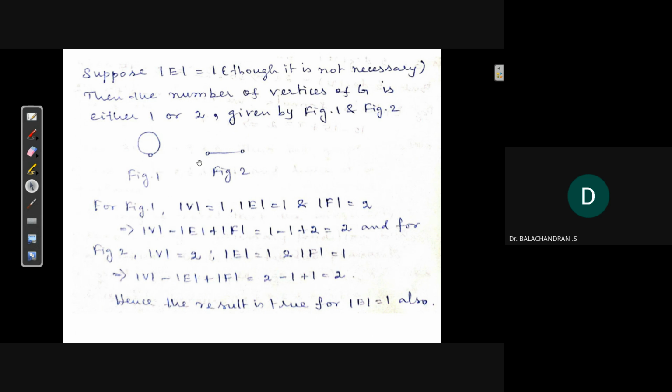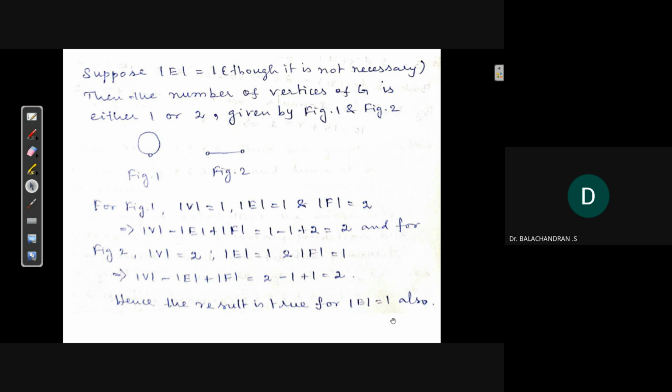Next, figure 2. In figure 2, the number of vertices is 2. The number of edges is 1. The number of faces is also 1, because that is the infinite face. So on the left hand side of Euler's theorem, you should write cardinality of V minus cardinality of E plus cardinality of F. Cardinality of V is 2, the number of edges is 1, and the number of faces is 1. So the 1s get cancelled, and you get 2. So hence the result is true for the number of edges equal to 1 also.